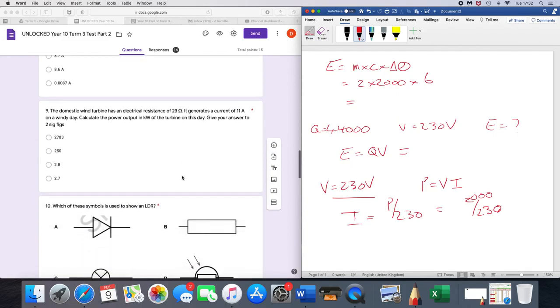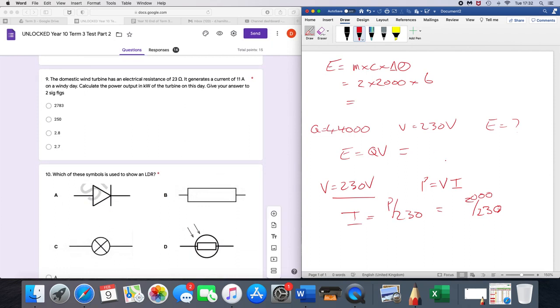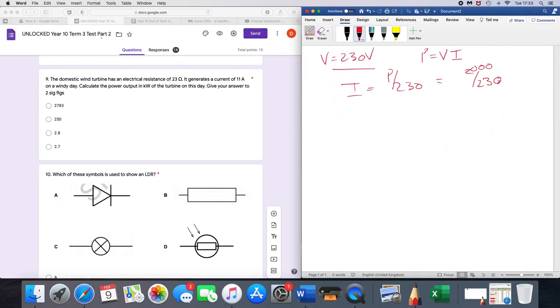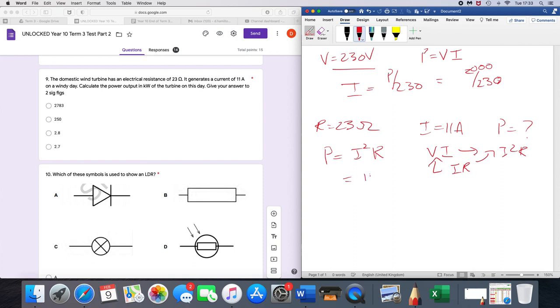Question 9. Domestic wind turbine has an electrical resistance of 23 ohms. Generates a current of 11 amps. So we have a resistance of 23 ohms. We have a current of 11 amps. And we want the power. You could say power is I squared times R, or you could say power is V times I, but V from V equals IR equals I times R, which then gives you I squared R. Either way, 11 squared times 23 is the power, and that is 250 kilowatts. That's 121 times 23, 250 kilowatts.